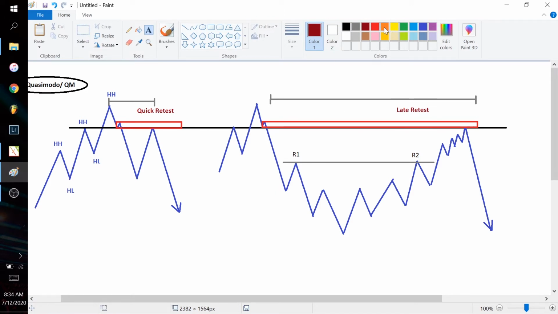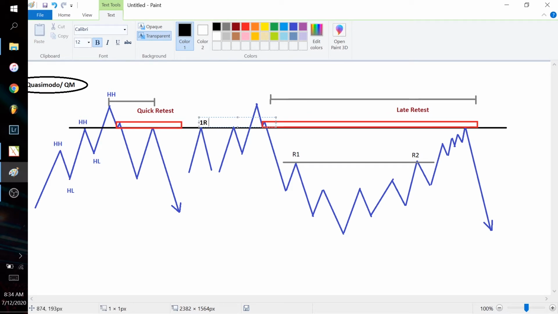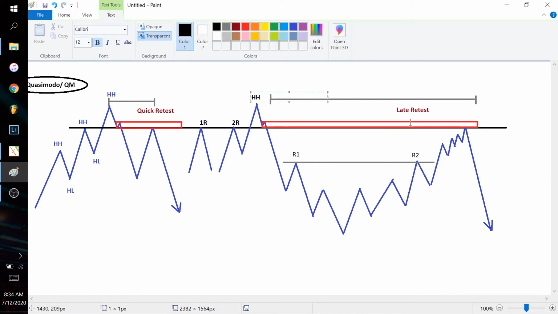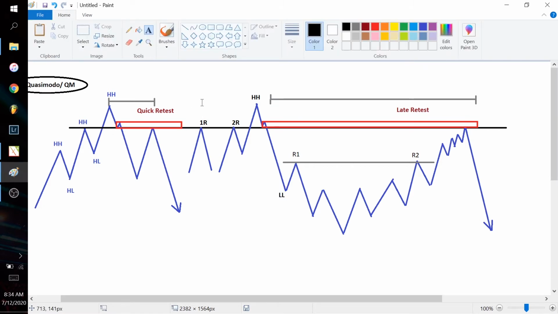Okay, so this late retest QM setup, and the alternative setup that I have for you before I go into the example, is we may have another resistance here before we have the left shoulder. So perhaps we form a double top. Let's label this 1R and we have the 2R, before we form the higher high, and then we have the lower low. So this is the 2R setup.